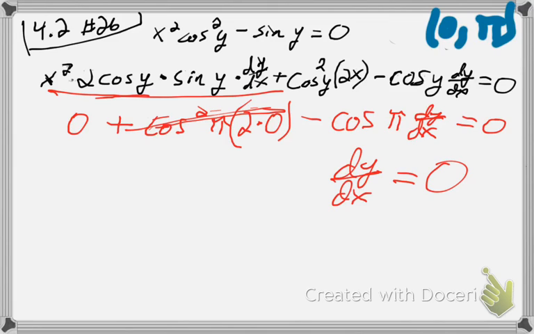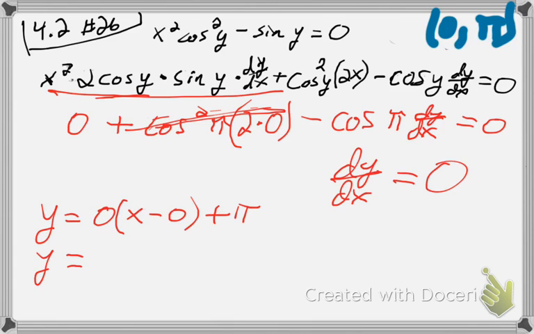Okay, so if the slope is 0, and it's going to go through 0, pi, then you're going to go 0 times x minus 0, plus pi. And so your tangent line is y equals pi.